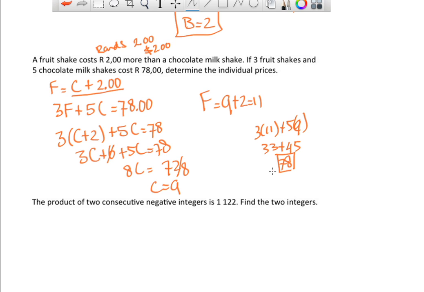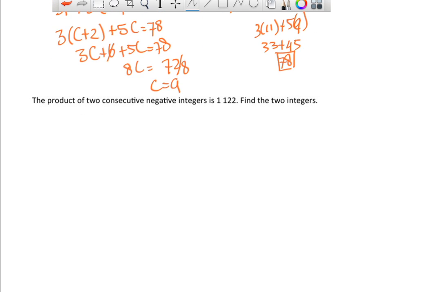Okay? Alright, next one. A typical SAT type problem, you see these a lot. The product of two consecutive negative integers is 1122. Find the two integers. This one, maybe it's a little tricky initially. So the product of two consecutive negative integers.